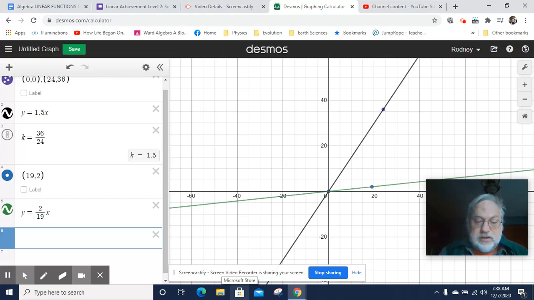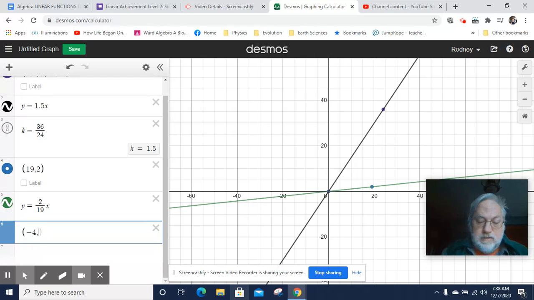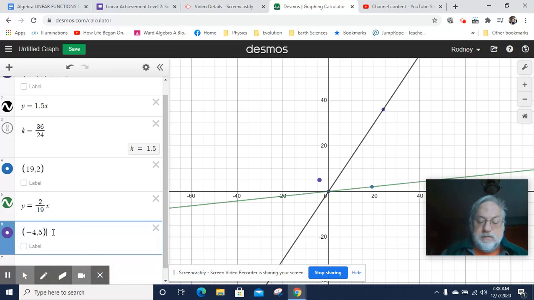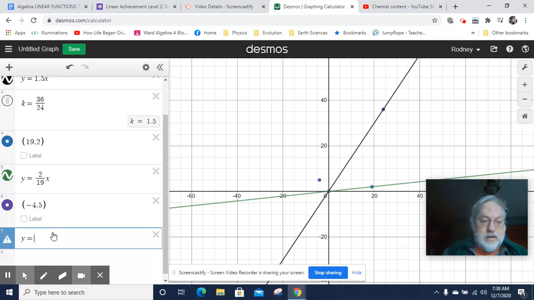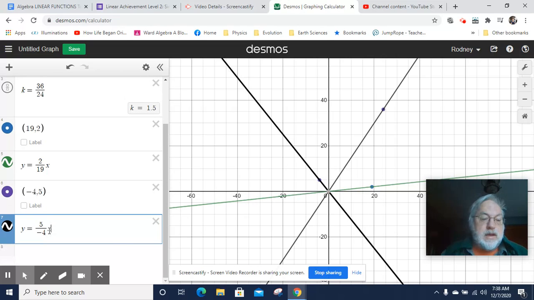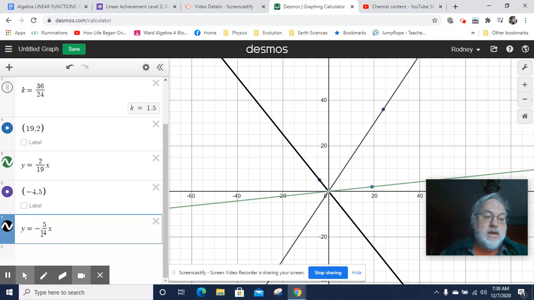Let's say I wanted to go through -4, comma 5. There's that point. Now I've got a negative involved, so I'm going to do y equals the y value divided by the x value. So 5 over -4x, and that goes right through there. Now that negative can move, by the way. You can move that negative right out in the front, because 5 divided by -4 is -5/4, and that works.